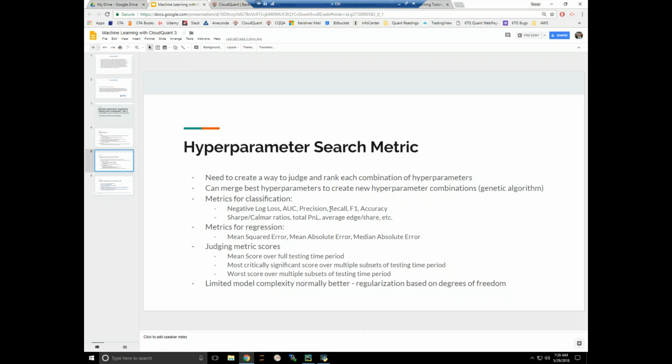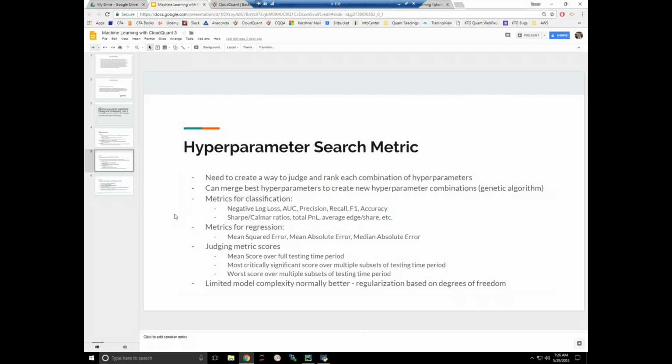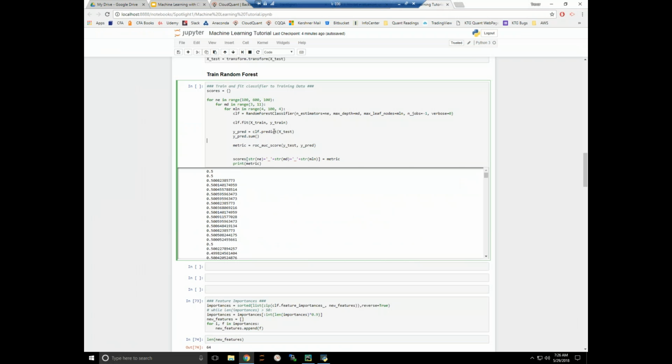And then F1 is a weighted average of these two. So the ones that I would default to for you guys would be negative log loss, area under the curve, and F1, with the knowledge that negative log loss, if you were using it, you would have to do predict proba here instead of predict.